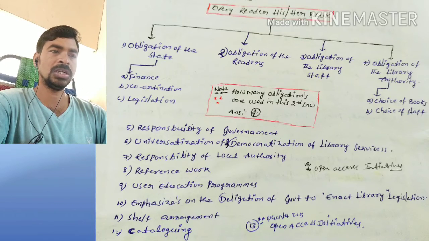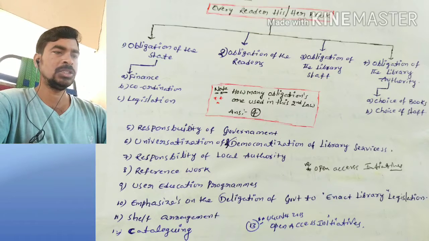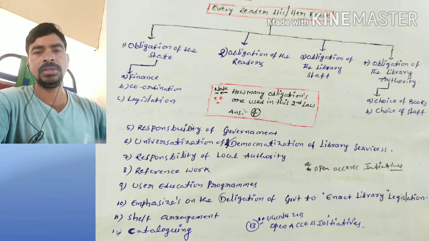UGC NET 2013 asked about open access initiatives. There are totally 13 implications in the second law.